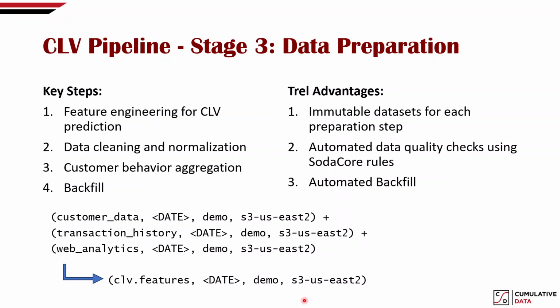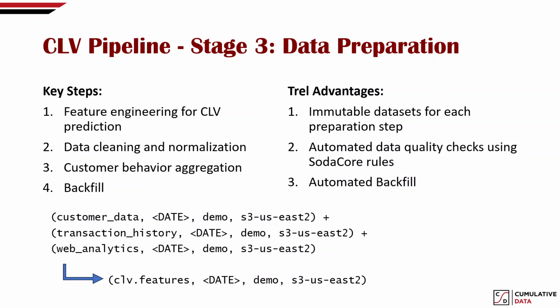Trel's immutable datasets also eliminate concerns about overwriting any existing data, because every time we are running clv.features, this entry is getting created in the catalog with a new path. And if it is the second time you're running this job, the newer path is going to supersede the older path once the newer path is validated. And this formula based automation also simplifies data lineage, because this formula is the lineage of the output. Okay, so this approach allows us to declare the fundamental relationships between our data sets rather than just scheduling tasks.